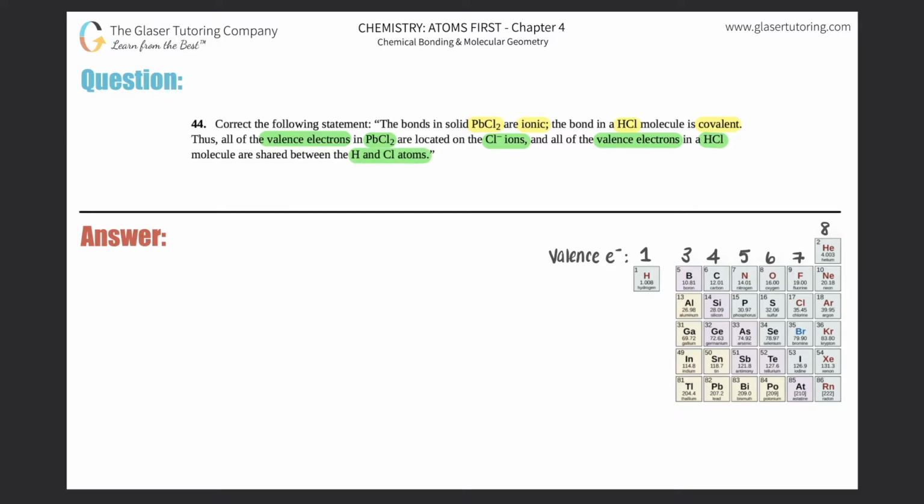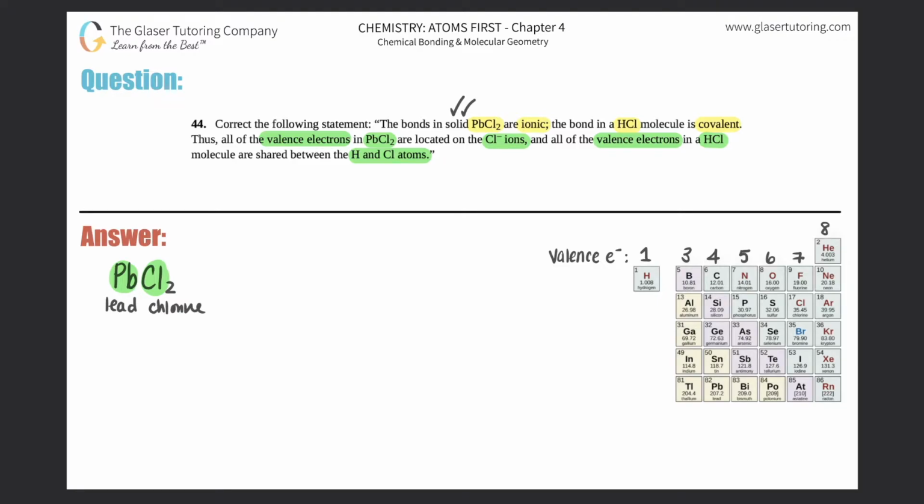Okay, so we just have to run through the statement and pick out what is wrong with it. Now, the first part that I see where they talk about the bonds in solid PbCl2 are ionic, that's totally correct. Why? Because if I drew out PbCl2, let's see what type of compound this is. Pb is lead, and Cl is chlorine.